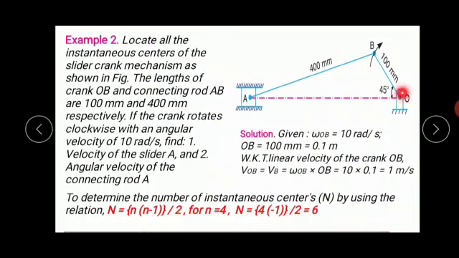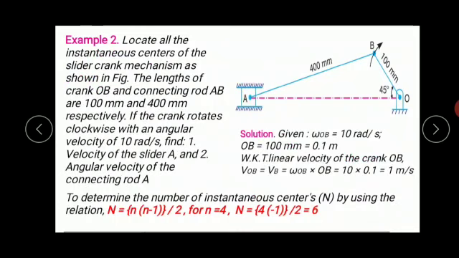So from point O, at an angle of 45 degrees, draw a line of 2 cm, because we have taken 1 cm equal to 50 mm and the length is 100 mm. So we get point B. Now from point O, draw a horizontal line, and from point B we have 400 mm, which becomes 8 cm, because 1 cm equals 50 mm. So from point B, draw an arc, and it will cut this horizontal line, and that will be point A.